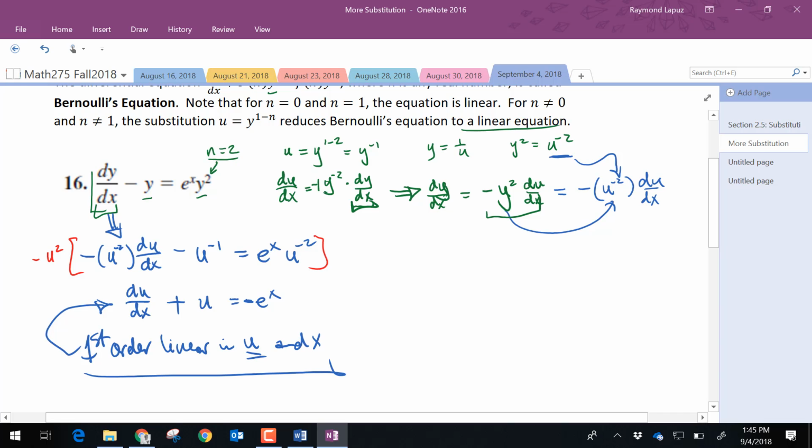This is the whole idea behind the substitution, is to make it look like something that we can already solve for. And again, we know 3 things. We know separable differential equations, we know first order linear, and then we know exact equations. So with these 3 things, we're doing all these substitutions to make it look like one of those. All right, should we solve for this?